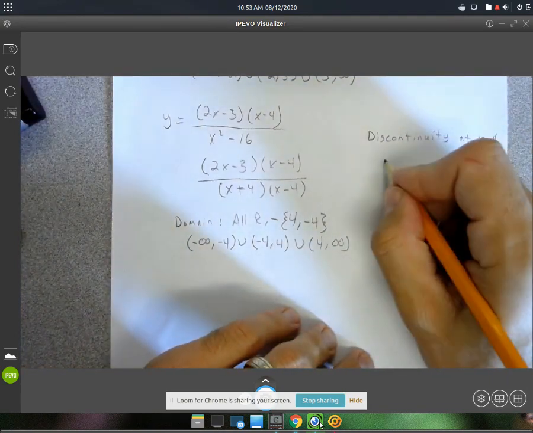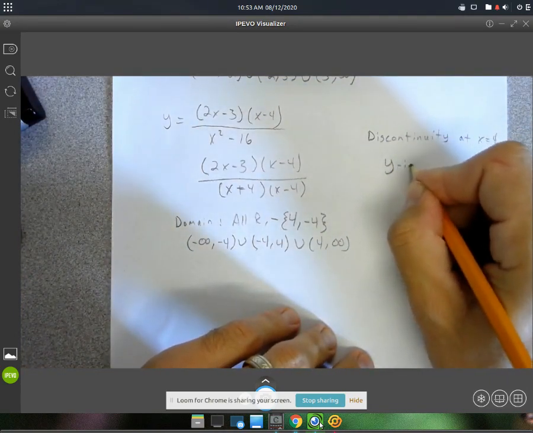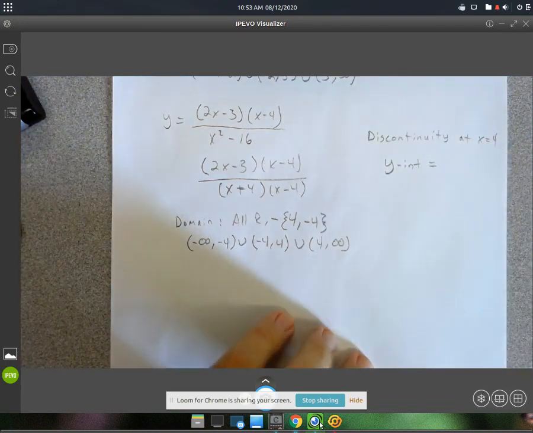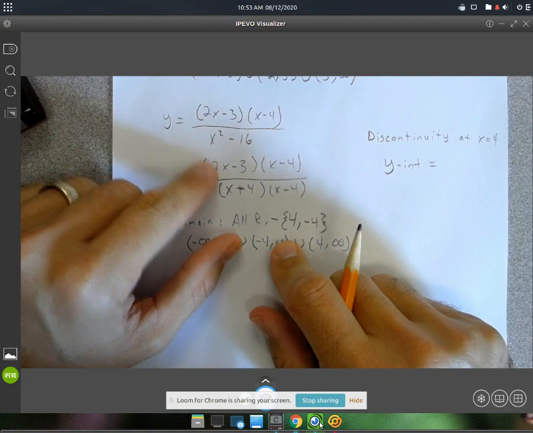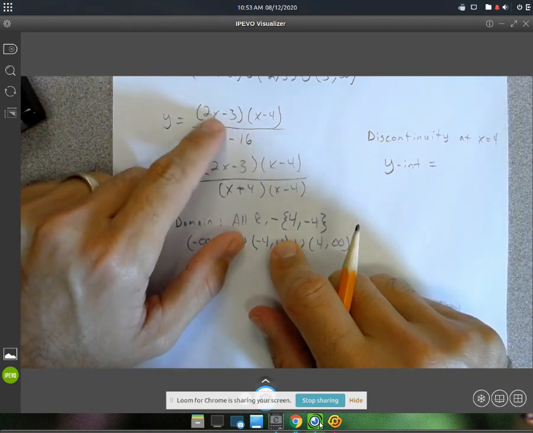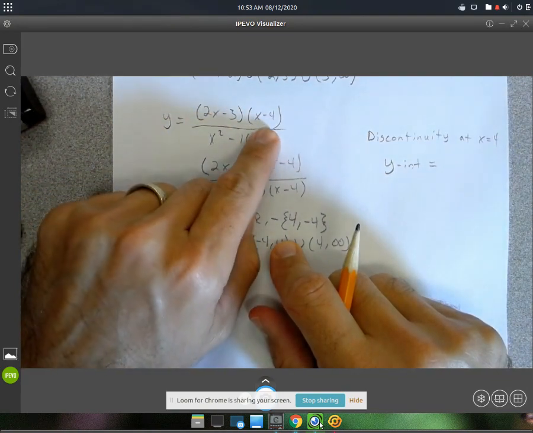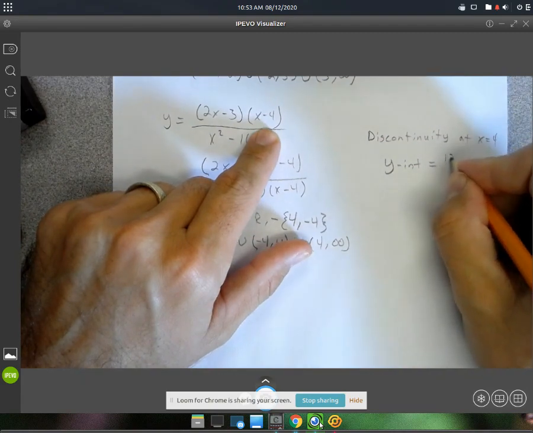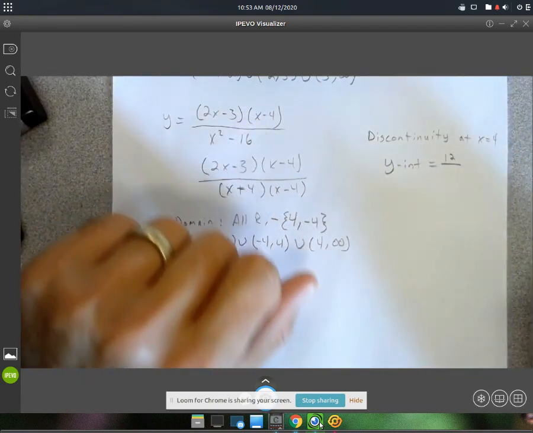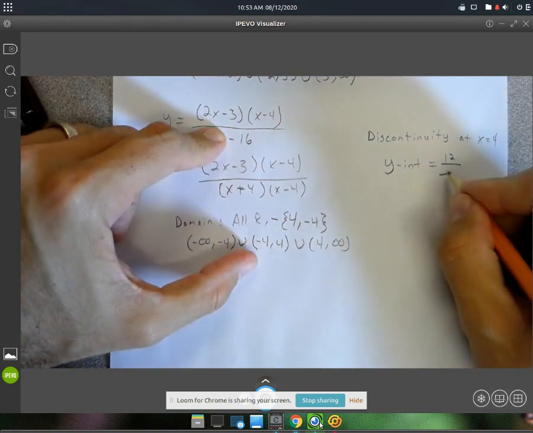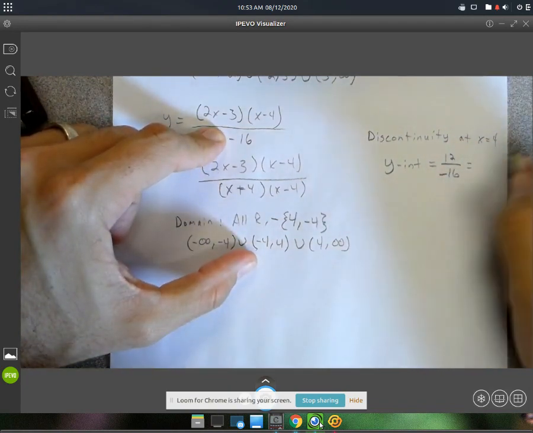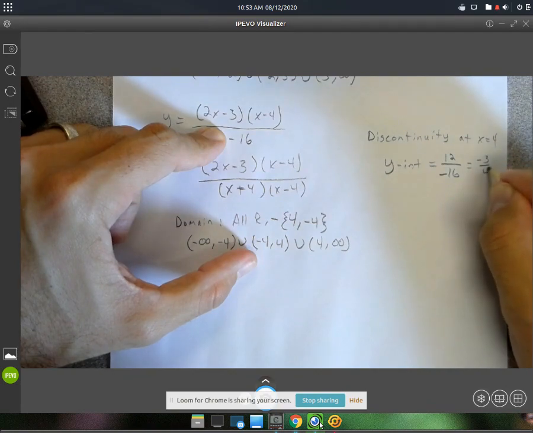Let's see, for our y-intercept, we'll plug in 0 for x. So if we plug in 0 for x, we would get a negative 3 times a negative 4, which would give us a 12 in the numerator. And that would give us a negative 16 in the denominator, which will simplify down to negative 3/4.